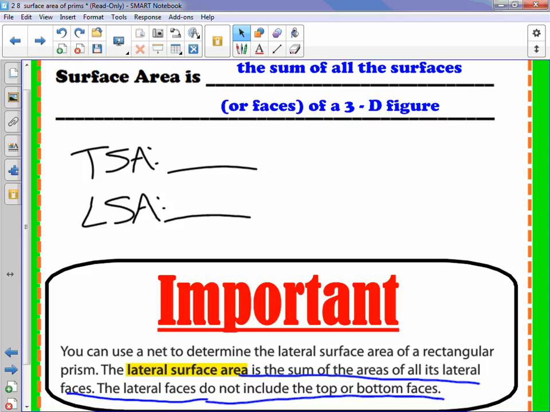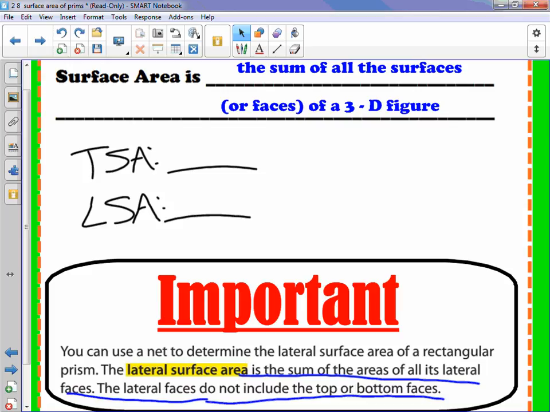If you're trying to figure out how many lateral faces there are, just look at the base. How many sides are there on my base? 3. So that means there are 3 lateral faces. How many sides are on this one? 6. So how many lateral faces are there? 6. And they are all the same.